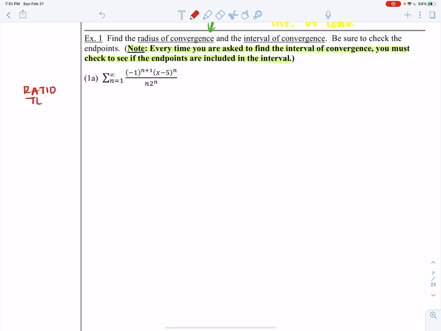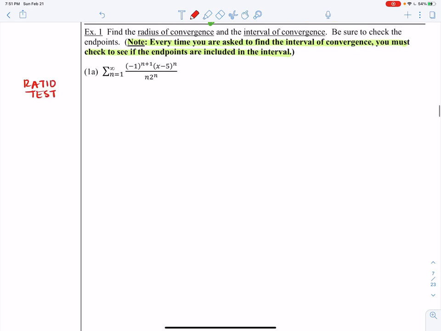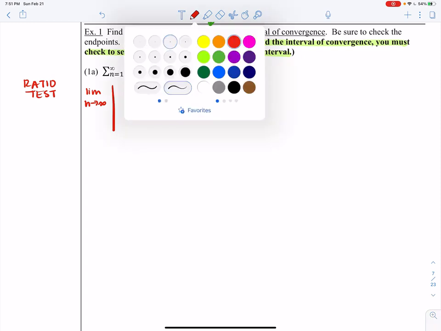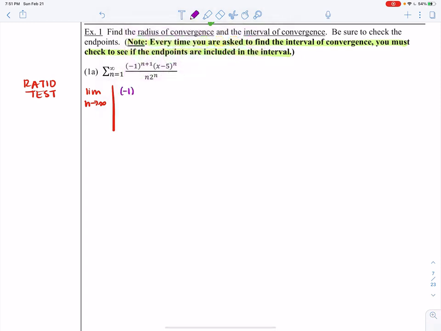Now remember that in a ratio test, and I would tell you to write small, we're going to take the limit as n approaches infinity. Our numerator is going to have all of our n plus 1th terms: (-1) to the n plus 1 plus 1, (x minus 5) to the n plus 1, over (n plus 1) times 2 to the n plus 1. Our denominator is going to have the original, (-1) to the n plus 1, (x minus 5) to the n, divided by n times 2 to the n.